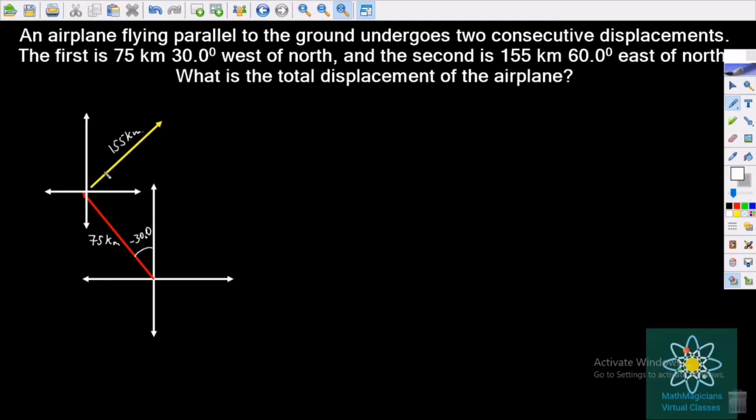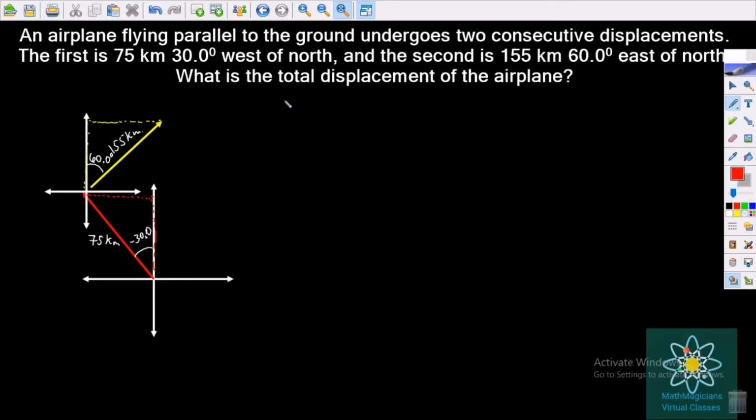Okay, again, east of north, your angle is going to be here, 60.0 degrees. Your triangles, as you can see, let's make them here: this right triangle here, and the yellow right triangle is going to be here, using the angles. Now, this degree is positive because it's east. This degree is negative because it's west. With that, we're going to make a vector.